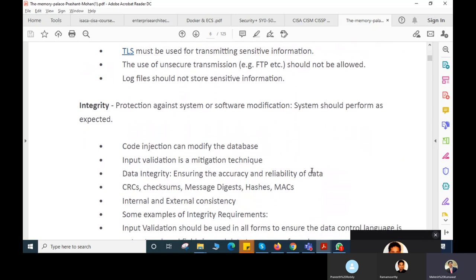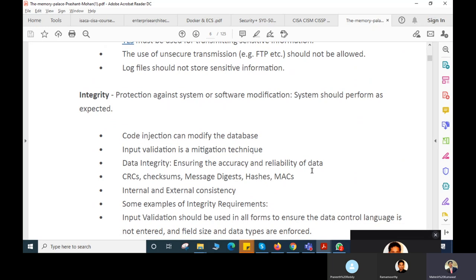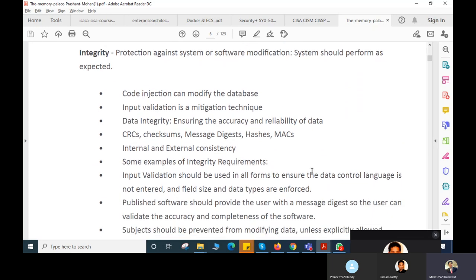Then we are talking about integrity. Protection against system or software modifications. The system should perform as expected. Code injections can modify the databases. So integrity means protecting your data against unauthorized modification, and code injections can modify the databases. Input validation is a mitigation technique. Data integrity ensures the accuracy and reliability of data. CRCs, checksums, message digests, hashes, and MACs are some examples you can use to perform integrity checks on data.